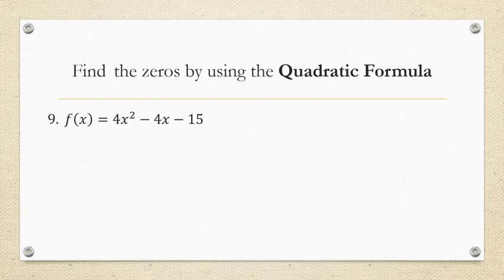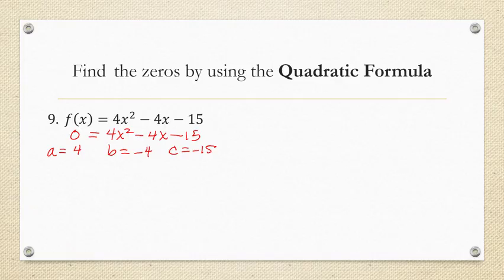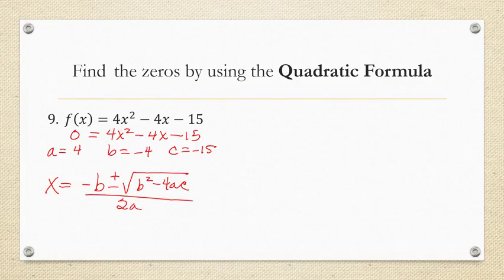All right, here we go. We're going to use the quadratic formula, right? It's set equal to y, or 0: 4x squared minus 4x minus 15. Okay, it's ready to go. A is 4, B is negative 4, C is negative 15. All right, let's plug it in. Remember, you're plugging it into x equals negative b plus or minus the square root of b squared minus 4ac, all divided by 2a.